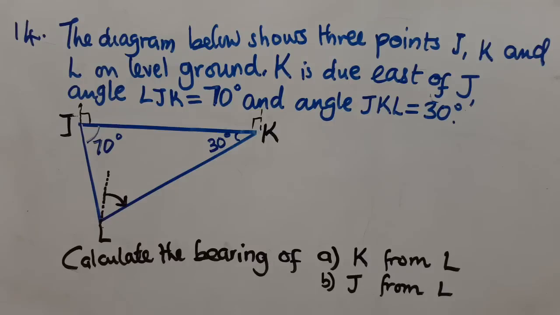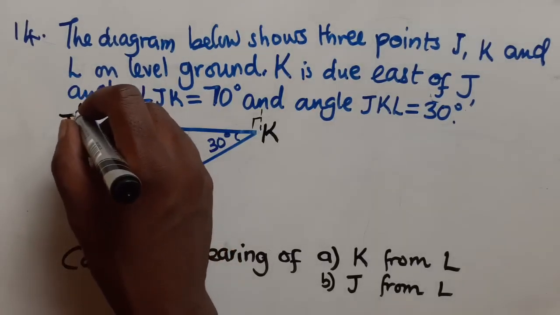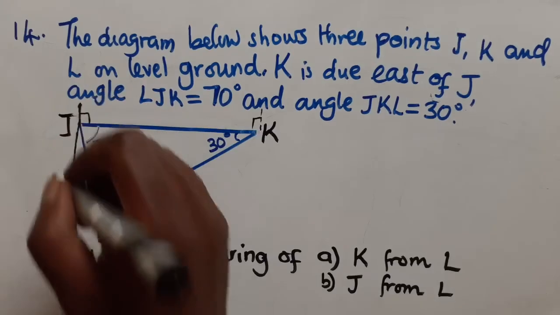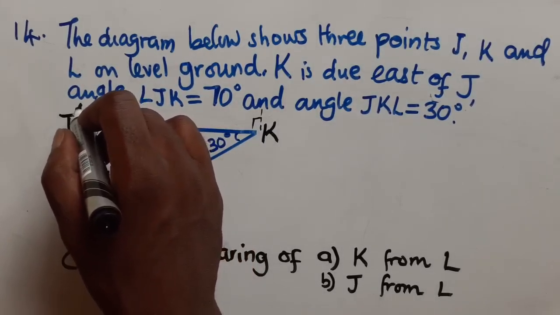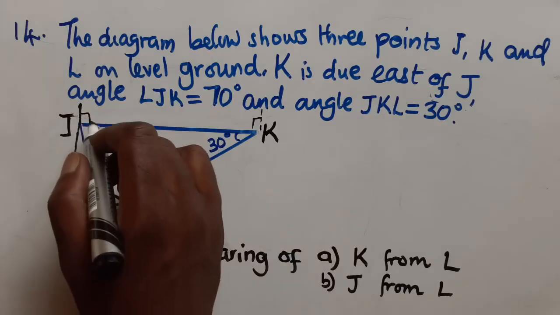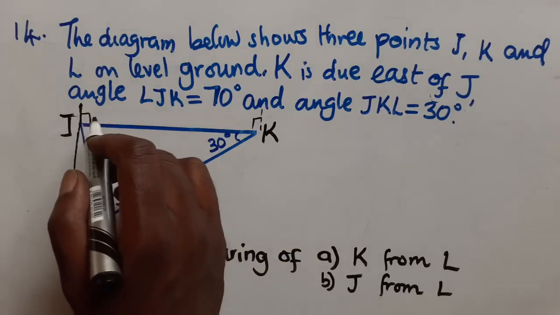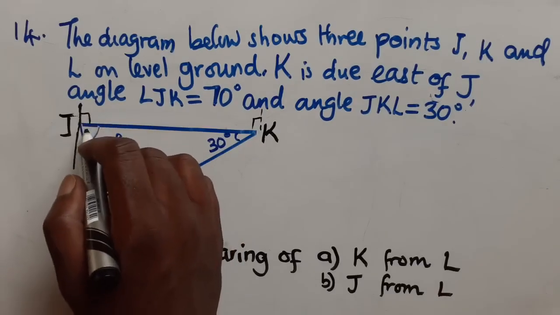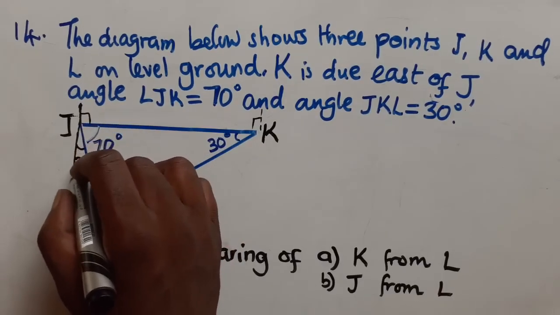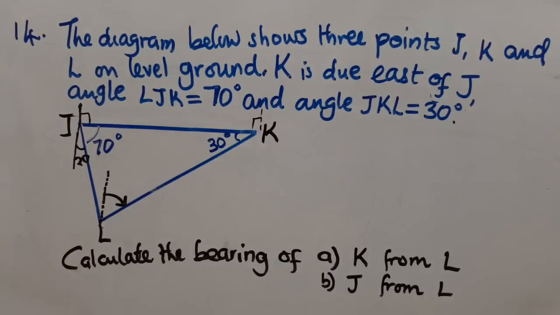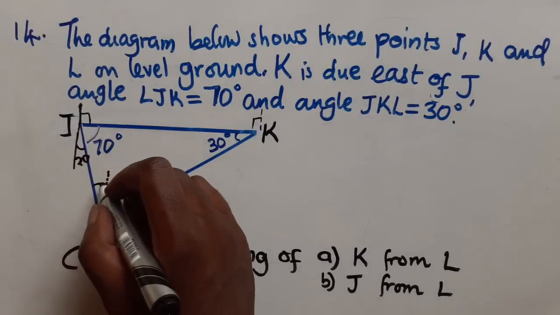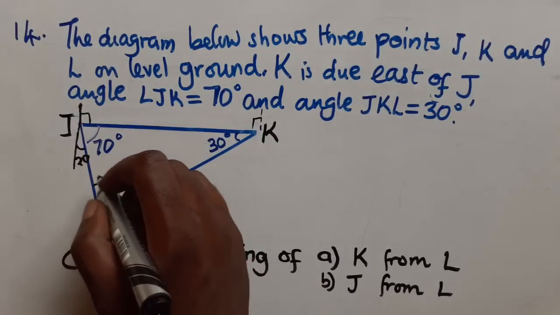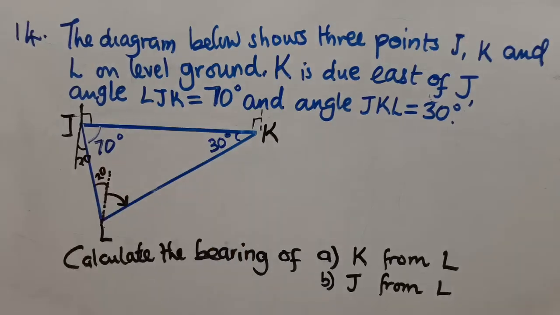Now, let me extend this one also here. You need to know that the whole angle on a straight line is 180. So if this is 90, 70, it means this smaller angle here is equal to 20. I hope that is clear. Then this is alternate to this one. So it means this other angle here also is 20.